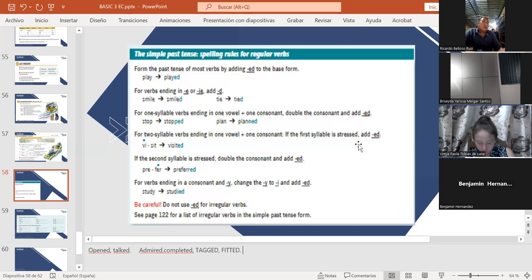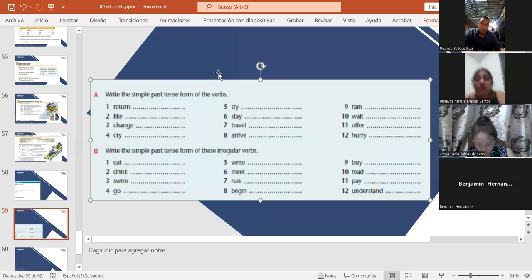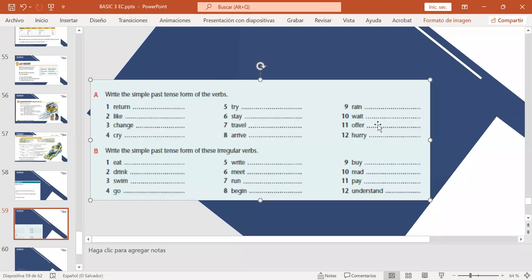Okay, these are the rules. Ahí están. And this is the exercise that I want you to do. Do you see it? Hey teacher, pero yo veo ahí dos ejercicios. Yes, just work on the first one, okay? Write the simple past tense form of the verb from one, from return to hurry. O sea que tiene 12 nada más. All right? We're going to work in groups. Here we go. I'm going to give you 5 minutes.